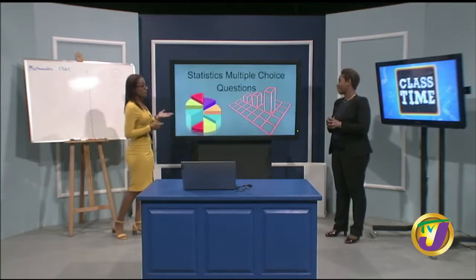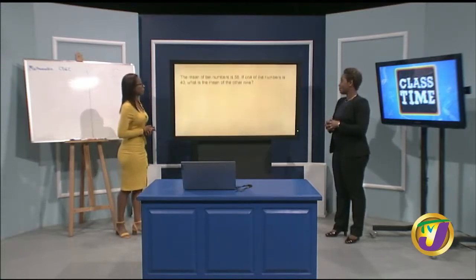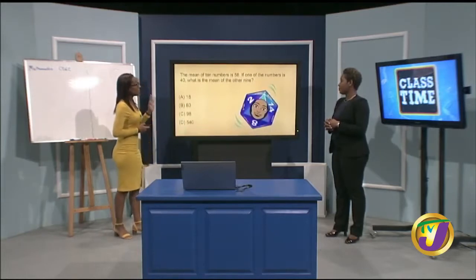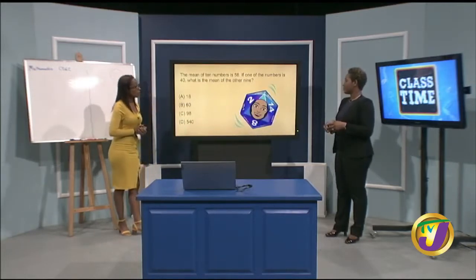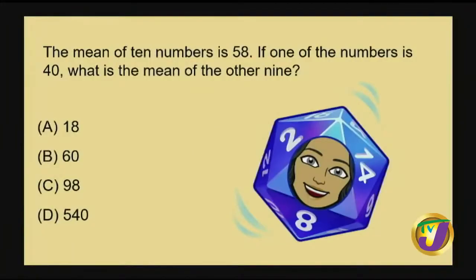Right. And we would have looked at measurement questions. So now we're going to statistics. So let's take a look at our first one. The mean of 10 numbers is 58. If one of the numbers is 40, what is the mean of the other 9? And we have 4 possible options here, but we are given some information.